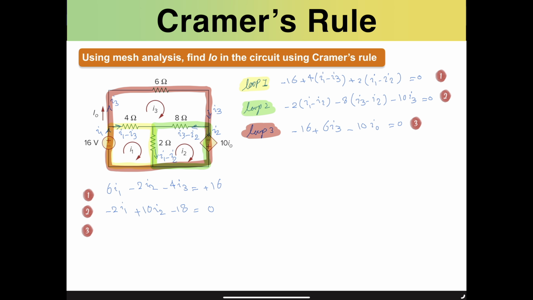In the third equation, we have this I0, but we forgot to simplify that in terms of I3 because I3 is the same as I0. So I would write that down here as I3 here as well. So minus 16. So we don't have any I1, neither I2, so we would call it as 0. The only coefficient for I3 would be 6 minus 10, so it would be minus 4. Minus 4 I3.